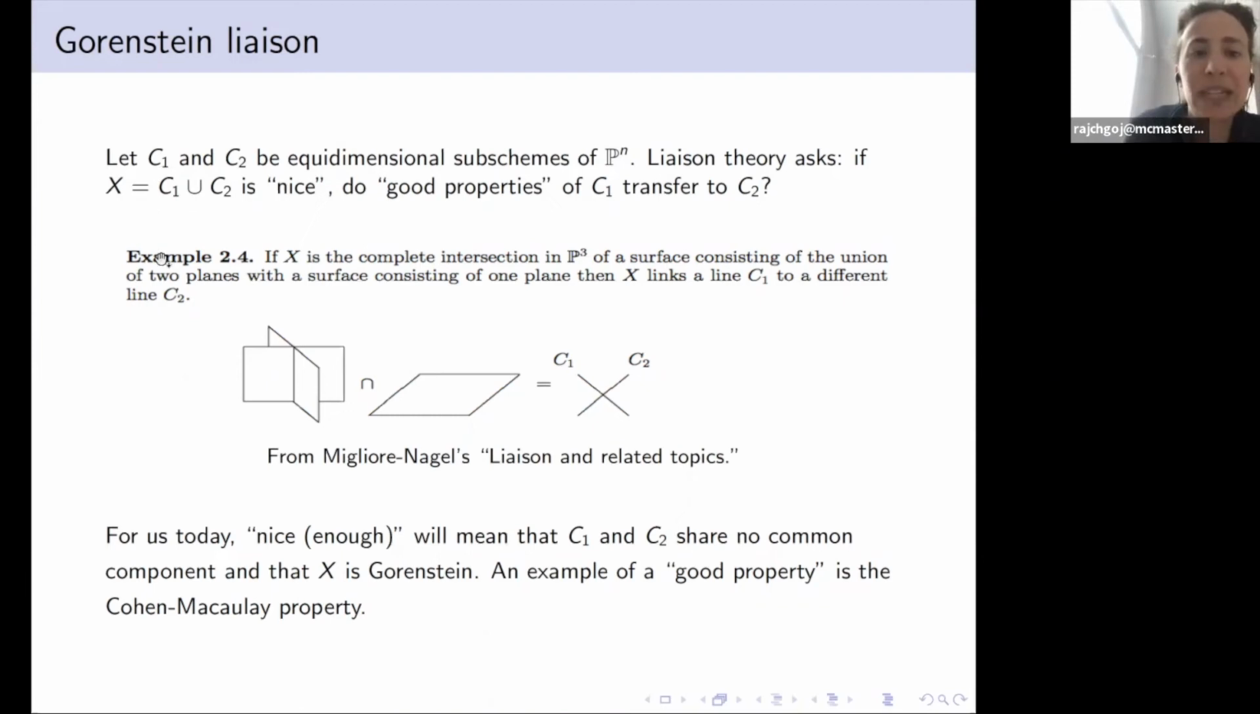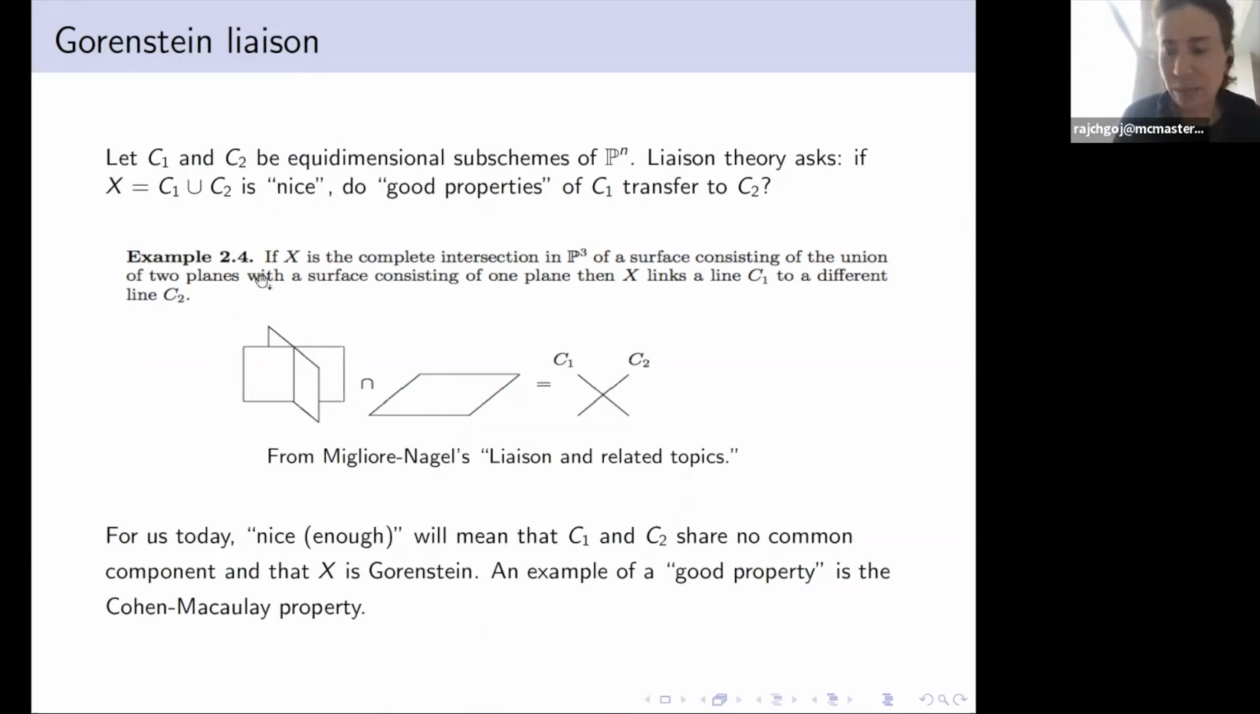Let C1 and C2 be equidimensional subschemes of projective space. Liaison theory asks basically, if the union of these two subschemes is nice, can you transfer good properties from one to the other? Okay, so that's very vague. Just like if you have a degeneration, you can transfer good properties of the initial scheme to the original scheme. Okay, so there's a transfer hiding in the previous context as well. But liaison is about transferring these good properties when the union is sufficiently nice.